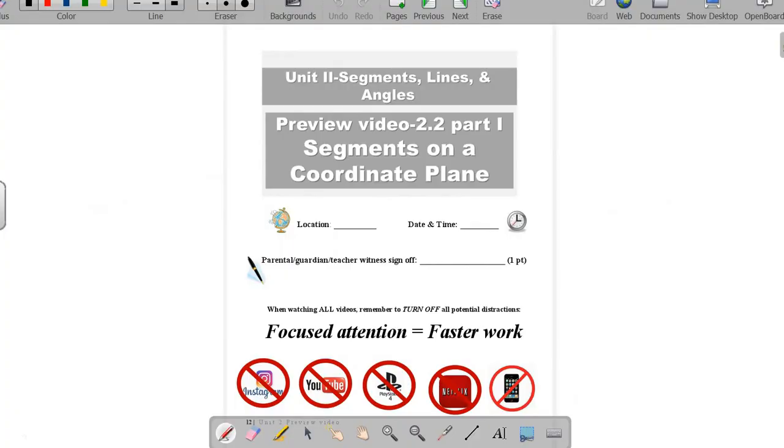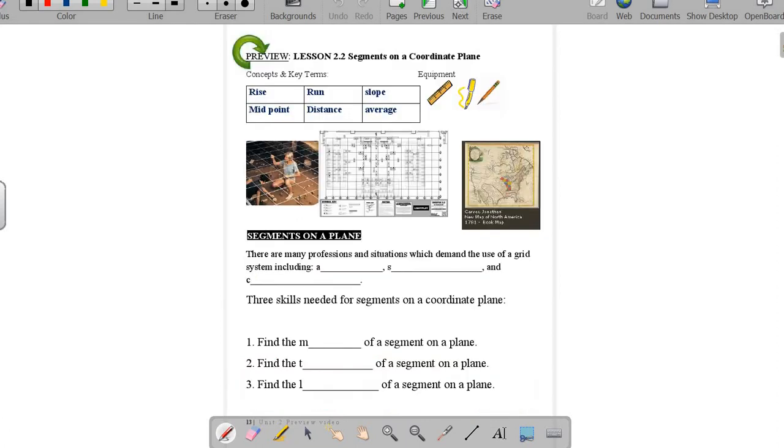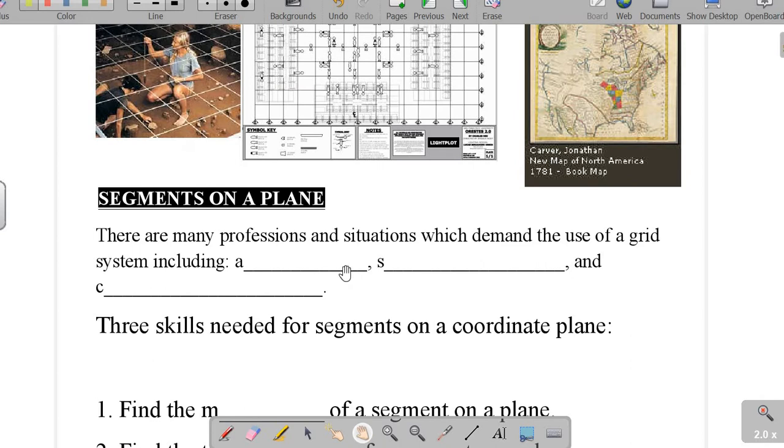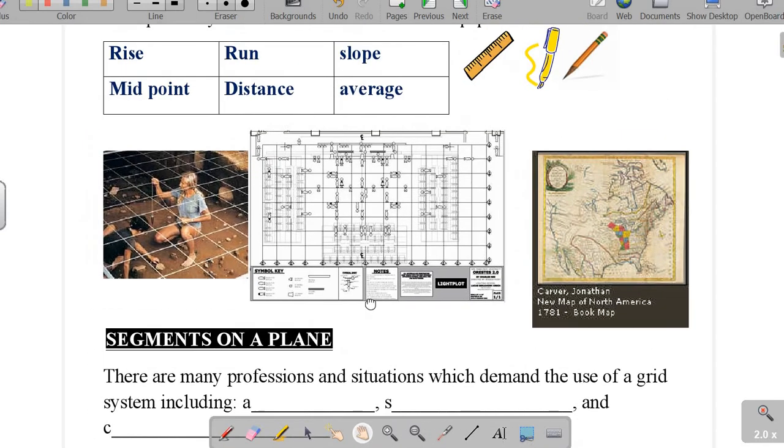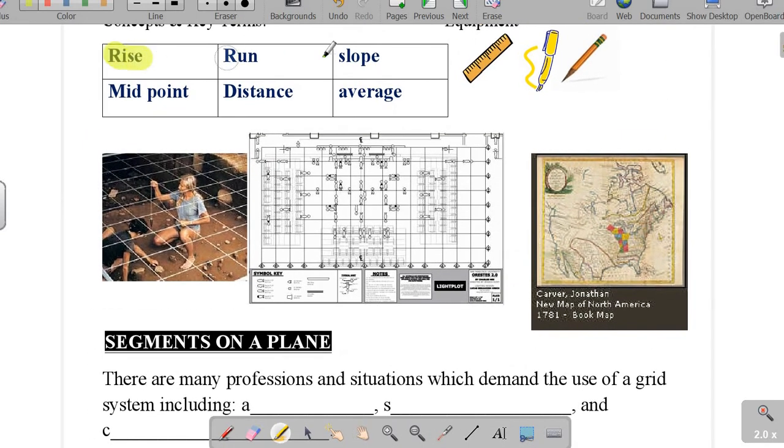Taking a look here, you're in your preview notes. Don't forget a parent or guardian sign off, as well as date, time, location. I'm going to be talking about segments on a coordinate plane. Keywords here would include rise, run, slope, something called midpoint, distance, and average.